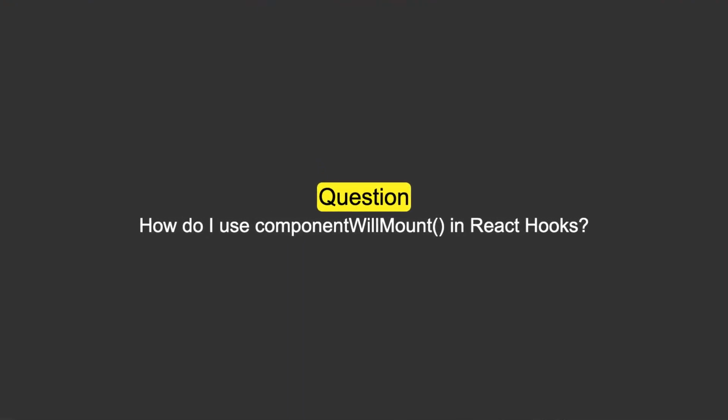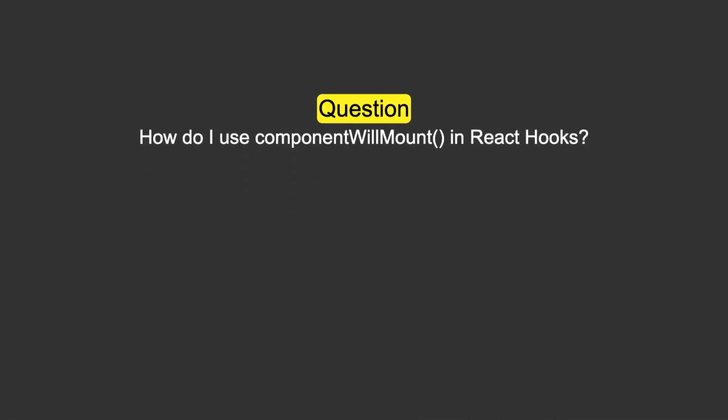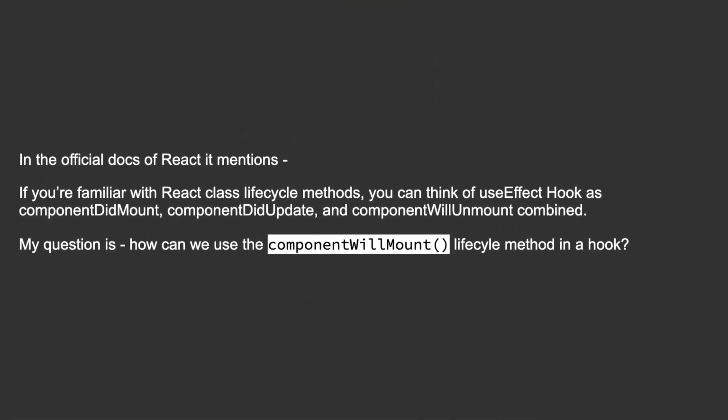How do I use componentWillMount in React hooks? In the official docs of React it mentions, if you're familiar with React class lifecycle methods, you can think of useEffect Hook as componentDidMount, componentDidUpdate, and componentWillUnmount combined. My question is, how can we use the componentWillMount lifecycle method in a hook?